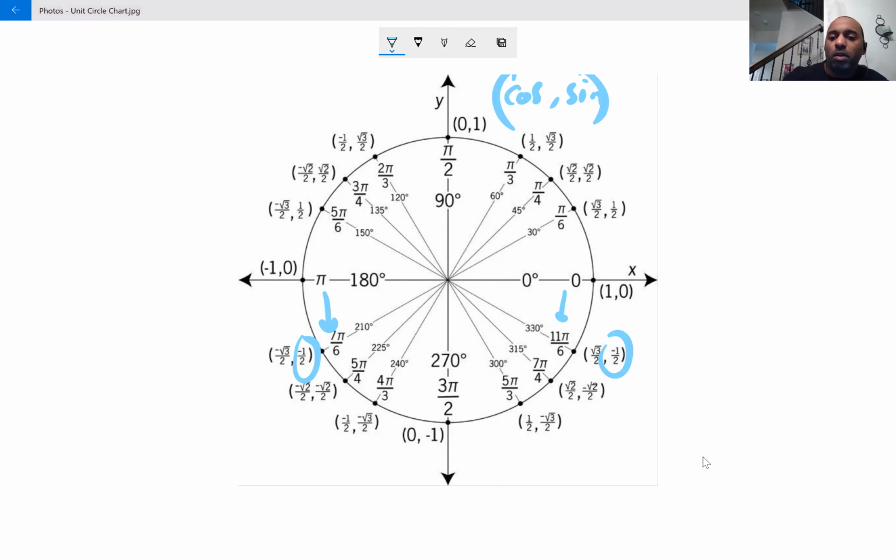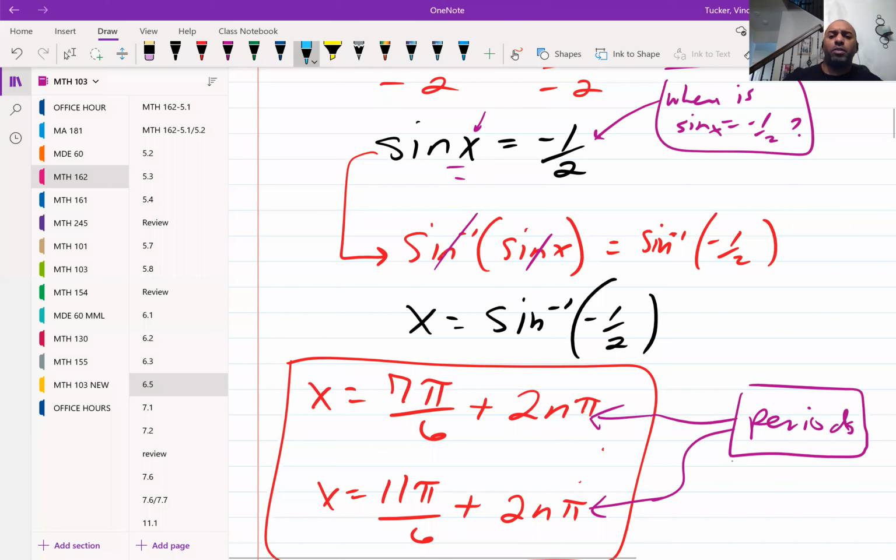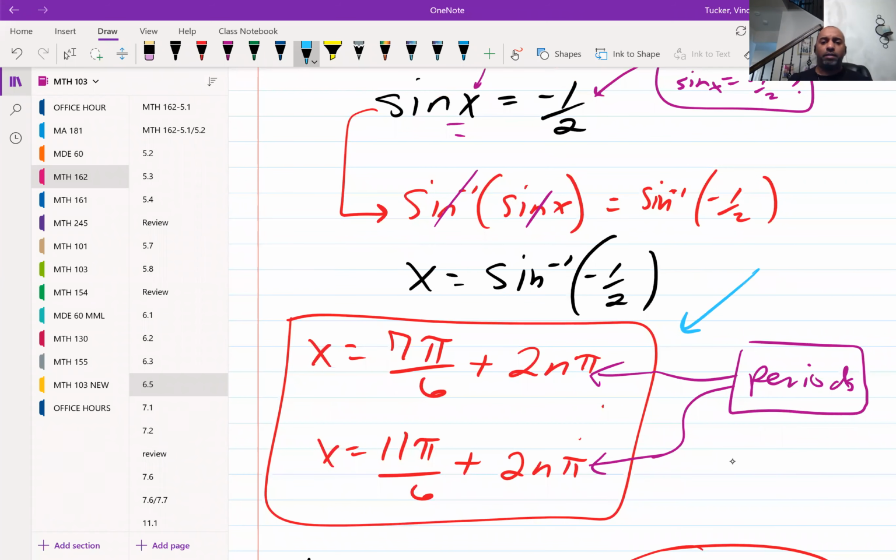Let's go back to our notes. And so that's why we have 7 pi over 6 plus 2 n pi, because we're talking about for every rotation, every full rotation that will occur. So that's why it's 7 pi over 6 plus 2 n pi, and then 11 pi over 6 plus 2 n pi. Remember, your period for sine and cosine is 2 pi. So for every rotation this occurs, sine is equal to negative 1/2. Okay.